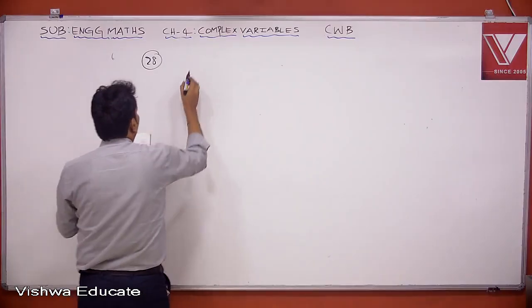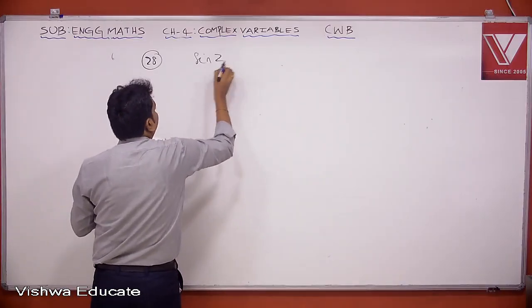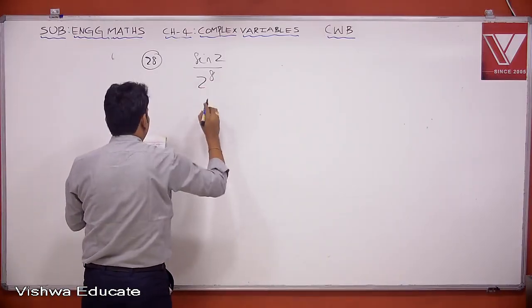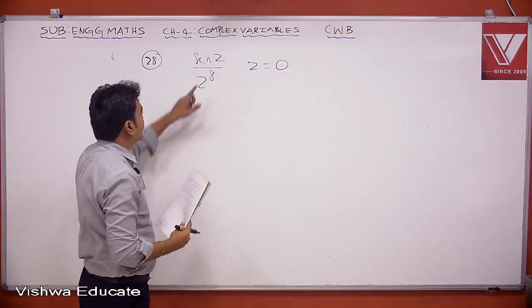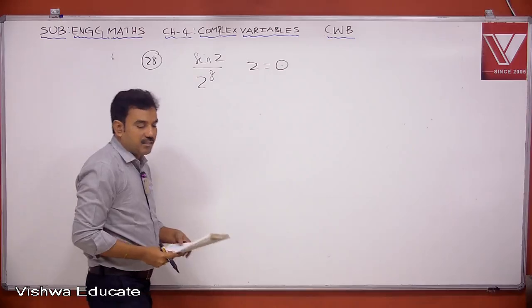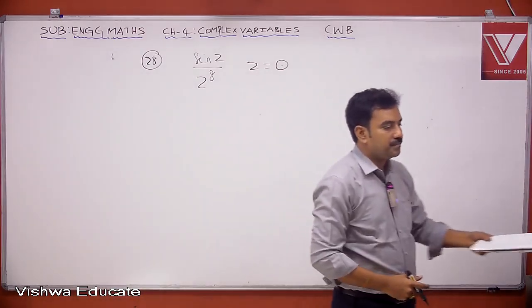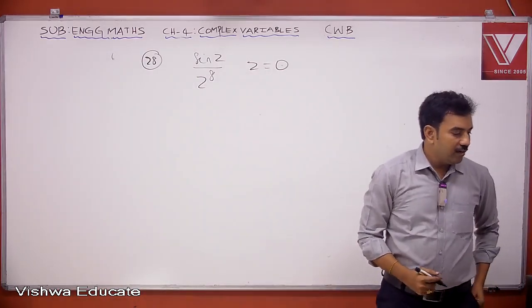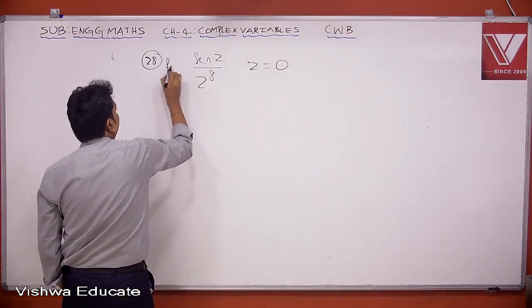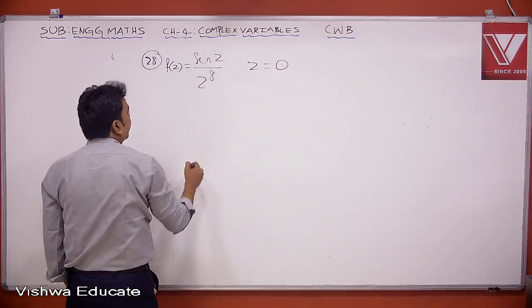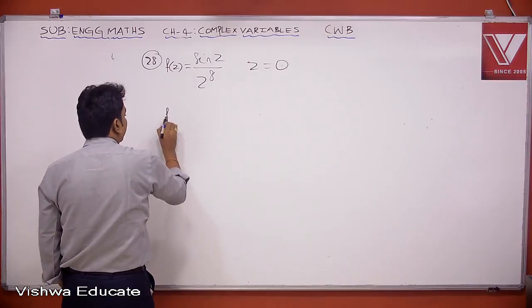The residue of sin z by z power 8 at z equal to 0 is. So here we have a series expansion of sin z. Take this function as f of z. Now I can go for series expansion.